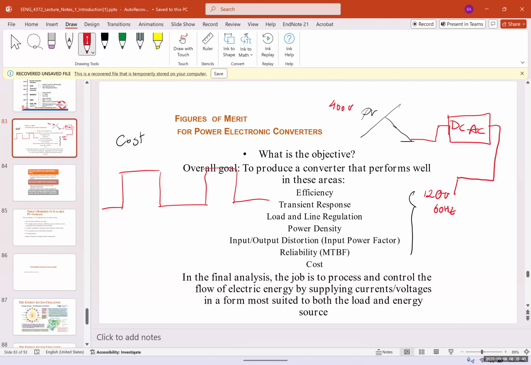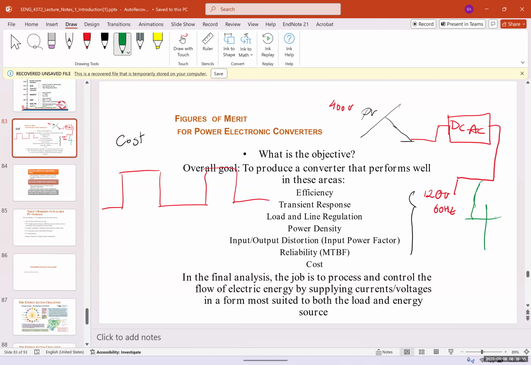Okay. But if I want to connect this to the grid, imagine I have a grid, sorry for the bad drawing, and I want to connect this to the grid. Now I have another problem. If I want to provide power to the grid, I must have a higher voltage than the grid. What happens if I have a lower voltage than the grid? I'm going to draw power from it. So you need a slightly higher voltage.